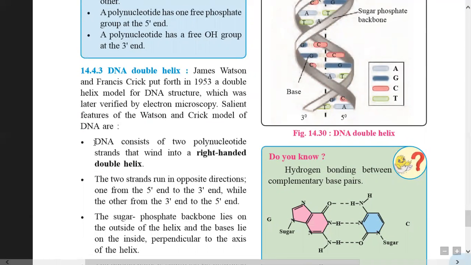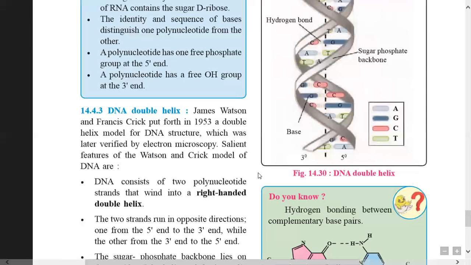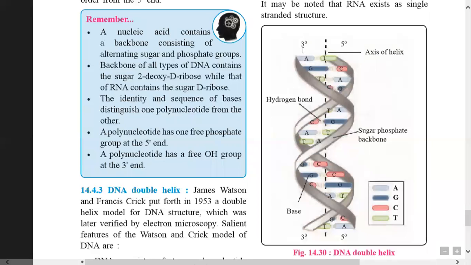So these salient features are, first, DNA consists of 2 polynucleotide strands that wind into a right-handed double helix. So this is a 5 prime end, and this is a 5 prime end, free ends. This is one strand that has a 3 prime end and the other end is a 5 prime end. The other strand has a 3 prime free end, and it ends with a 5 prime end. This dotted line at the center indicates the axis of the helix.